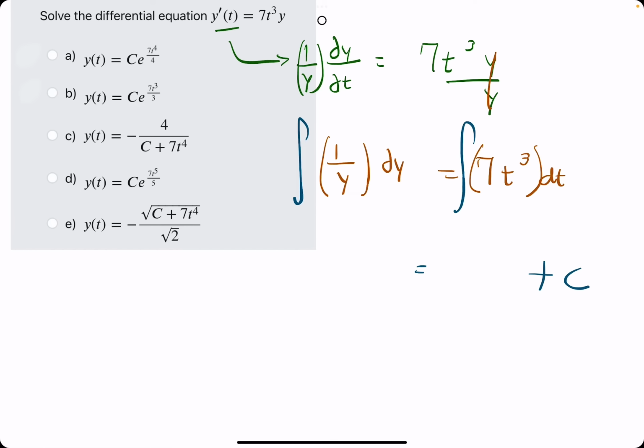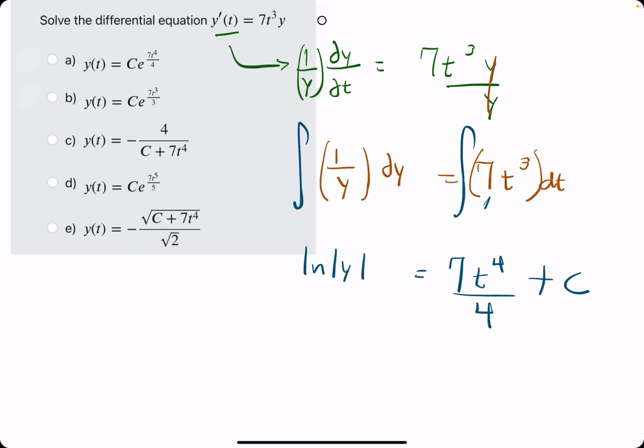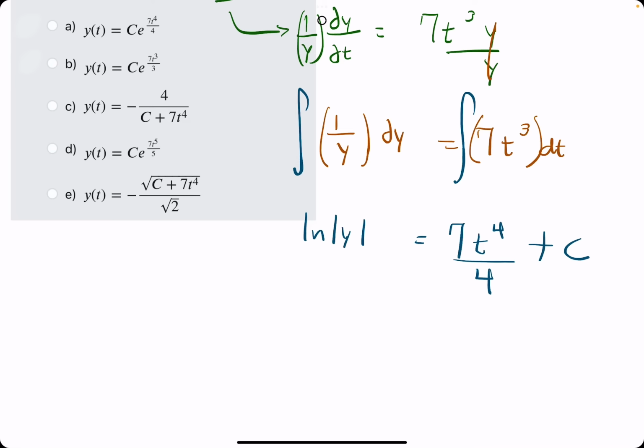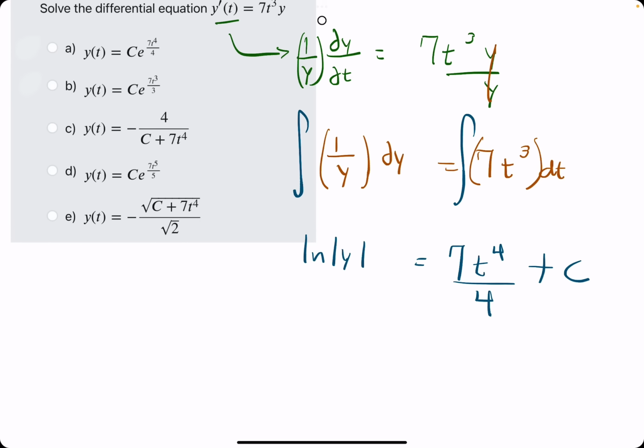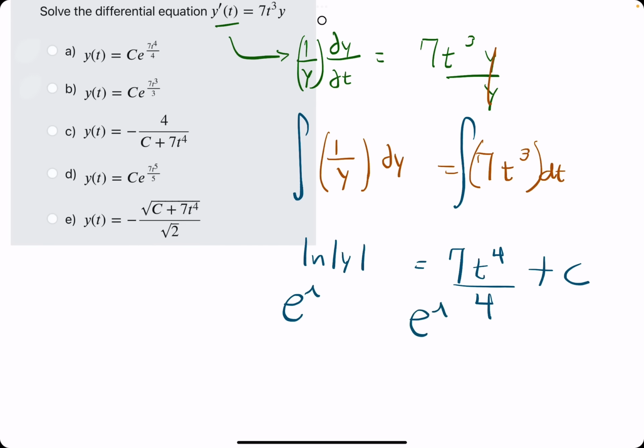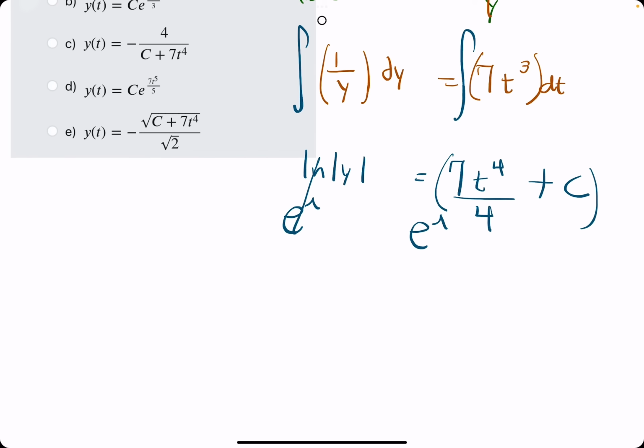So 1 over y has an antiderivative of natural log of the absolute value of y. Antiderivative of any power function, we add 1 to the exponent and divide by whatever that new exponent is. And the 7 is just a coefficient, and so it stays out in front. And that's pretty much it. Now we want to get y by itself by eliminating natural log, by making the base of both sides e. So now we just have y is equal to e to the 7t to the 4th over 4 plus c within the exponent.